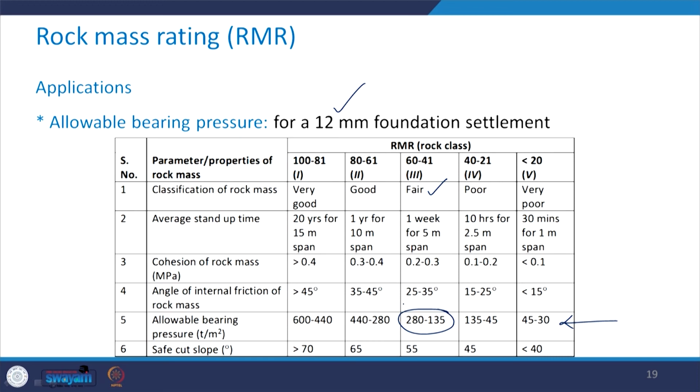Then the next one is the safe cut slope. You can see that the angle has been given. Depending upon the kind of rock mass quality that you have as far as RMR is concerned, accordingly from this table you can find out what will be the safe cut slope in degrees.